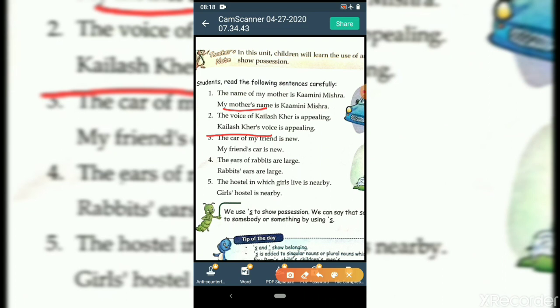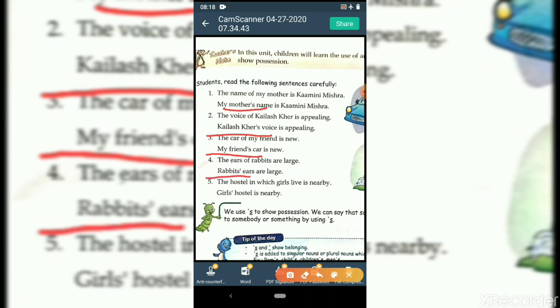Kailash Kher's voice. Third example, the car of my friend is new. So whose car is new? My friend's car. So with friend, whose friend? My friend. So my friend's car is new. The ears of rabbits are large. Rabbits' ears are large. Whose ears are large? Rabbits' ears. So with rabbits.